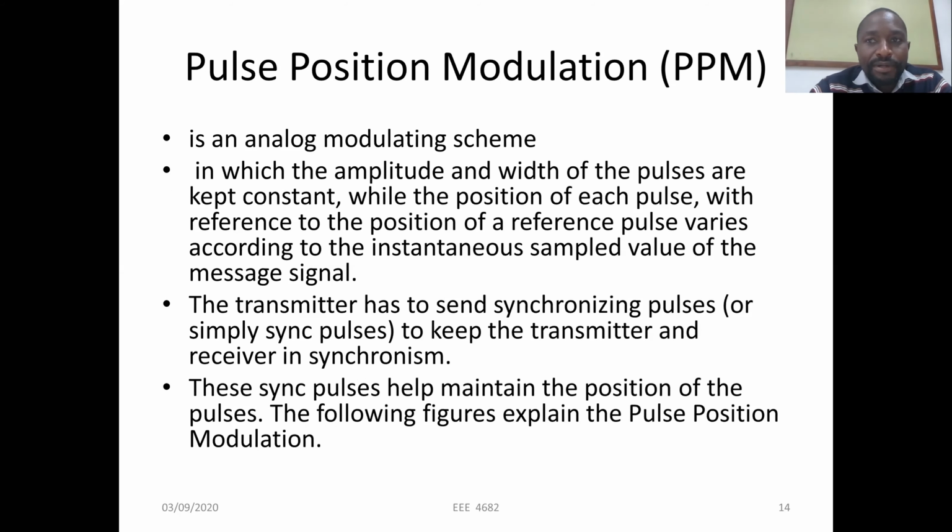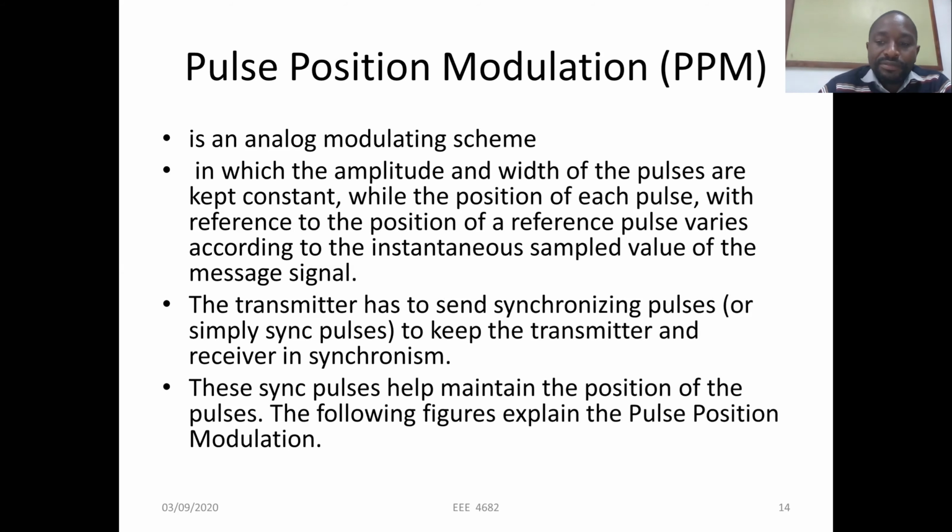The third type of pulse modulation is what is known as pulse position modulation. It's also analog in nature, whereby the amplitude and width of the pulses are kept constant. But what you are varying is the position of each pulse of the carrier in accordance with the message signal. The transmitter sends synchronization pulses to keep the transmitter and receiver in synchronism. And these sync pulses would normally help in maintaining the position of the pulse.